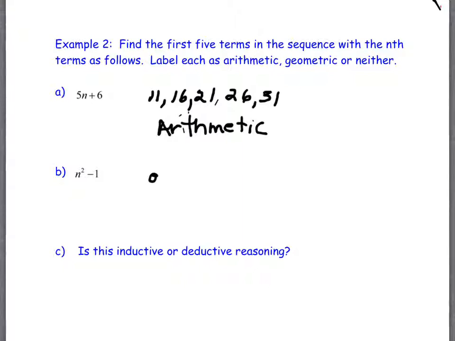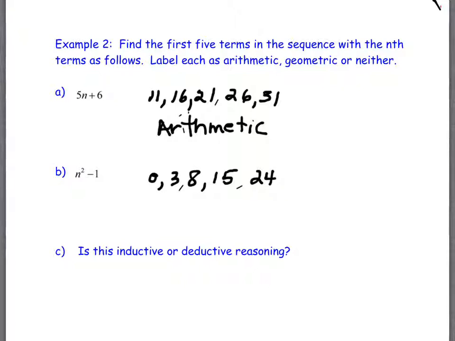Zero, right? 1 squared is 1 minus 1. Okay. How about n equal to 2? 3. N equal to 3? N equal to 4? And n equal to 5? Okay, good. Those are the right values.